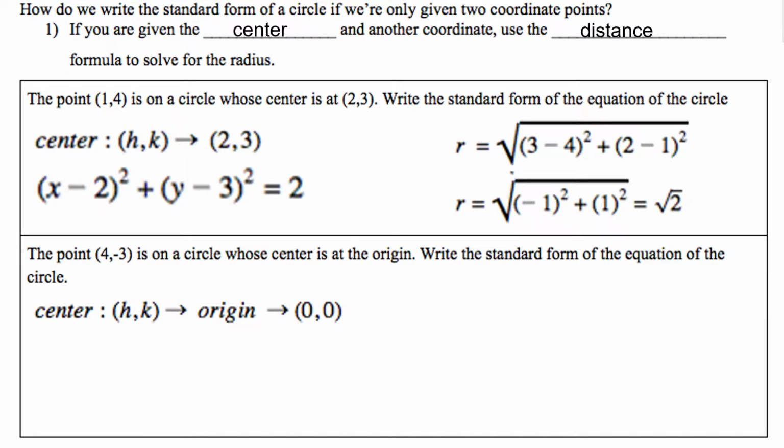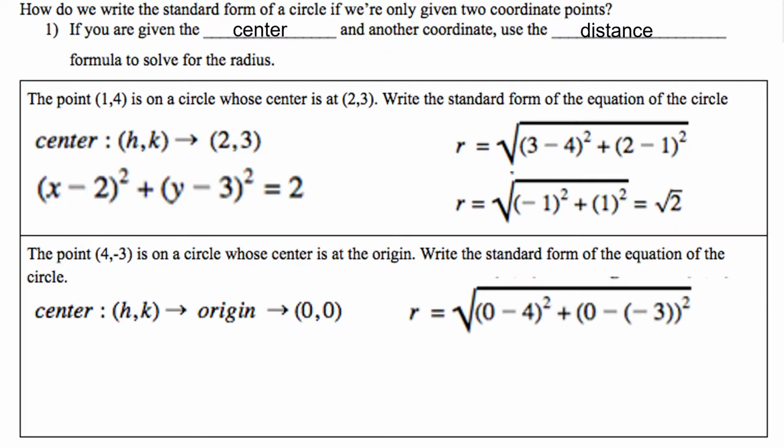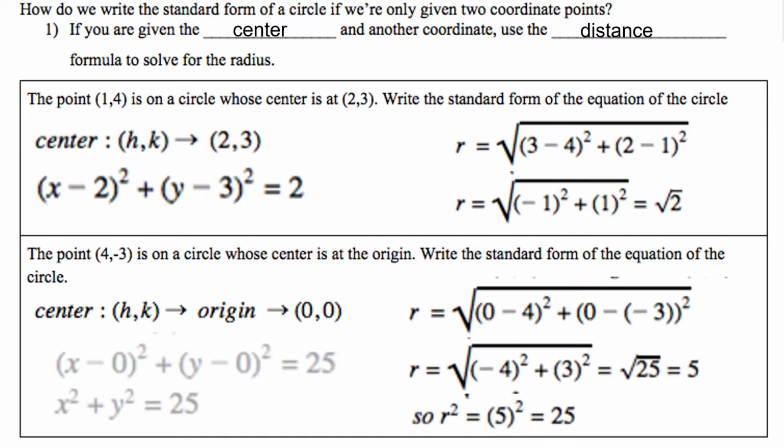In the bottom, it says that our center is at the origin, which means I have a center (h, k) at (0, 0). I'm then going to find the distance from the center to the point on the outside, and I'm going to get my radius to be 5. So plugging that into my equation, I'm going to get (x minus 0) squared plus (y minus 0) squared equals 25. Simplifying that down, I can write it as just x squared plus y squared equals 25. I don't need the zeros.